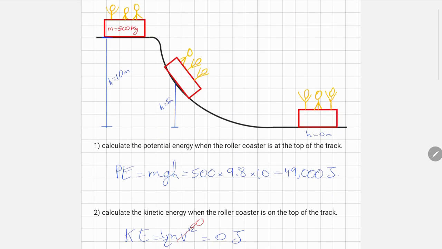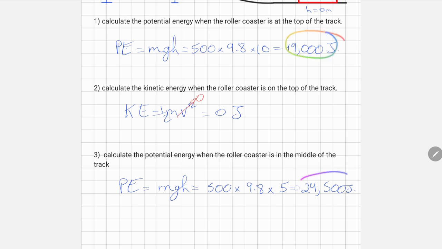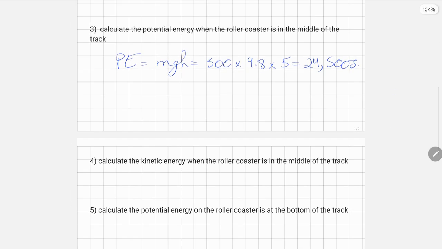We know now that the height is 5 meters. So we're going to use that in the same formula as before, PE equals mgh. M is the same as before, it is 500 kilograms, times the gravity, which is also 9.8, times the height, which happens to be 5. And this time we're going to get an answer of 24,500 joules. This makes perfect sense because this is basically half of the value up here. So, moving on, we can look at question number 4.